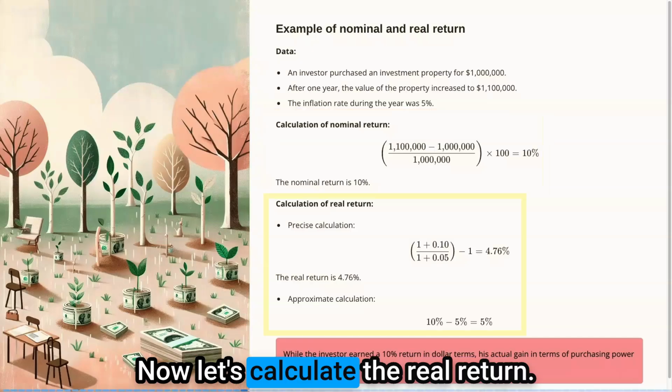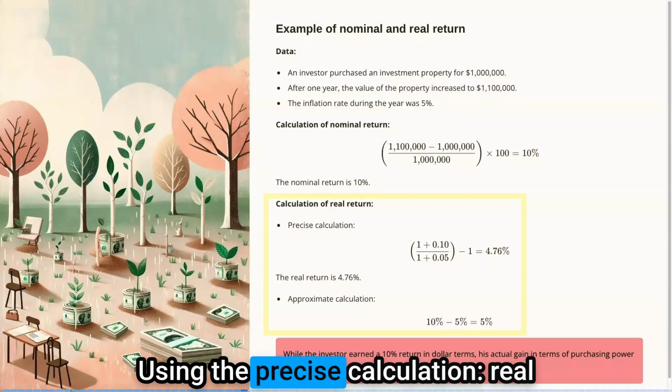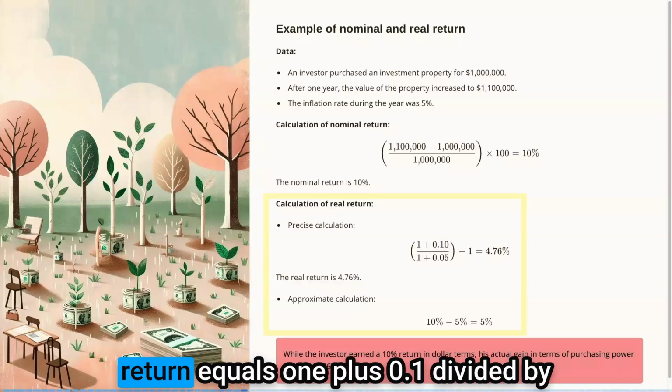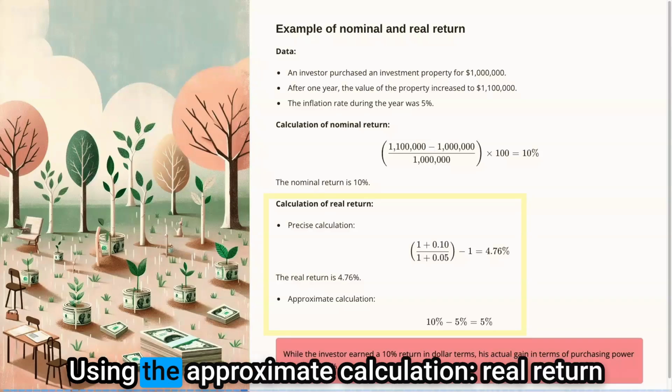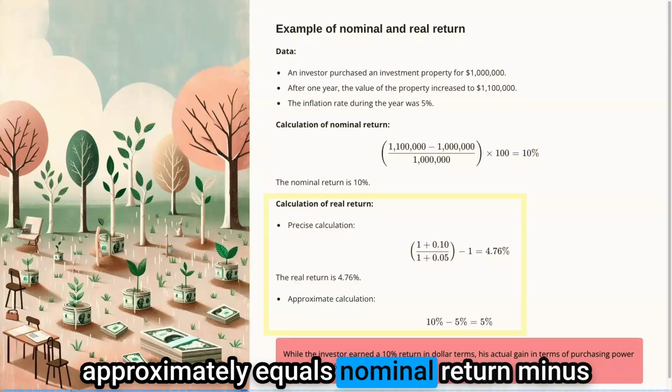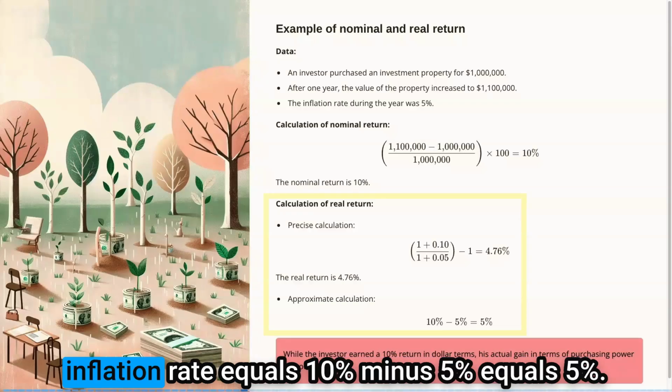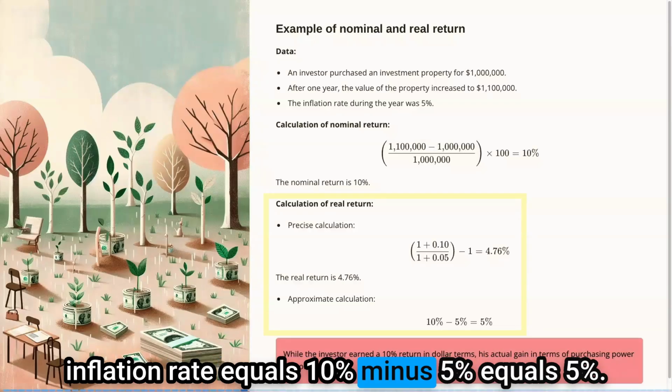Now let's calculate the real return. Using the precise calculation, real return equals 1 plus 0.1 divided by 1 plus 0.05, minus 1, equals 4.76%. Using the approximate calculation, real return approximately equals nominal return minus inflation rate equals 10% minus 5% equals 5%.